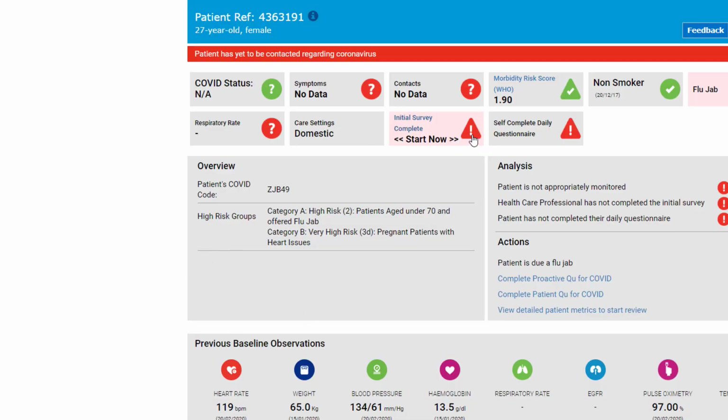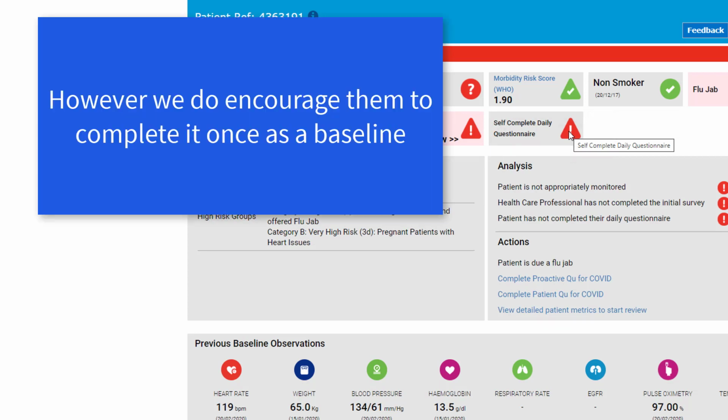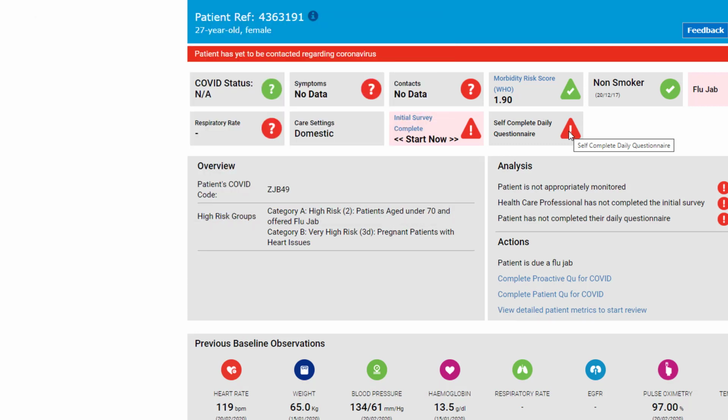So once the initial survey has been completed, if you choose to use that one, you can then give patients their unique COVID reference number, which is this number down here. Completely different to the patient reference number, which is System 1 related. So they have this number, they can self-complete a daily questionnaire. As a practice, we've decided not to ask them to complete it every day because it would generate lots and lots of messages coming into the surgery on a daily basis, but to ask them to complete it if and when they have got problems.